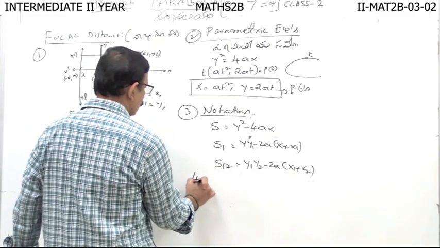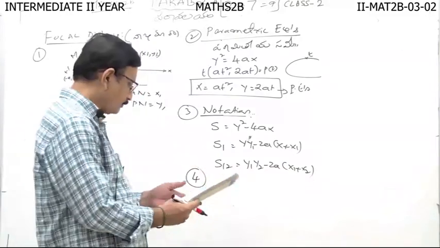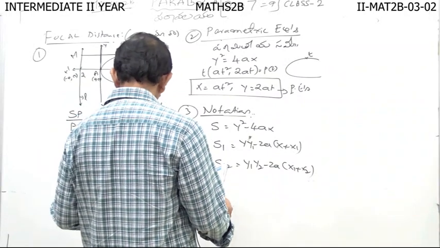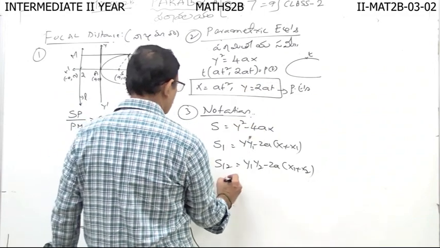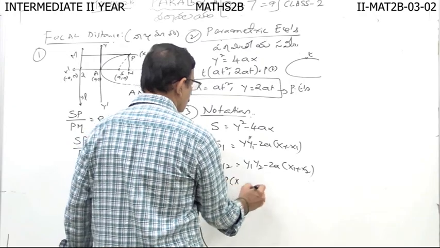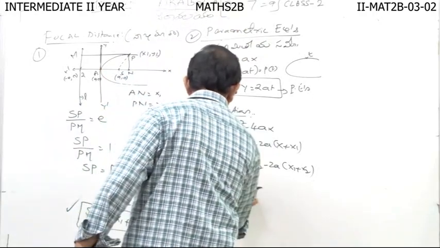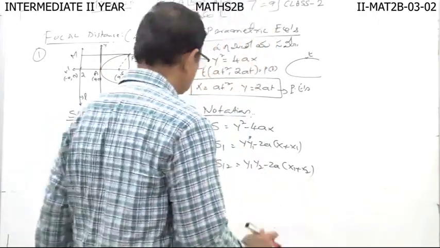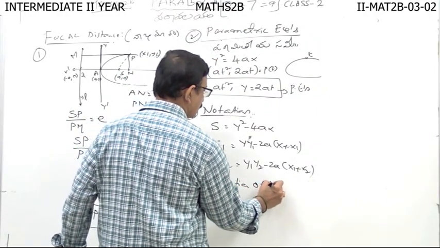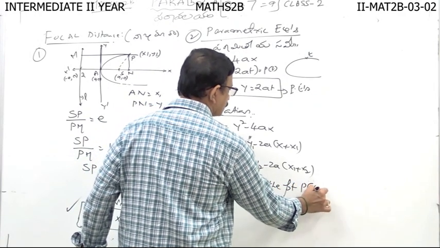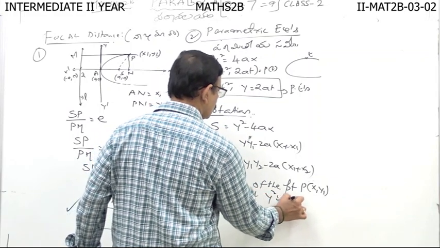So the next one is the fourth point. What is the fourth point? Nothing but the position of the point. What is the position of the point with respect to the parabola? So now let us take one point P(x1, y1). This is the position of the point P(x1, y1) with respect to the parabola y² = 4ax.